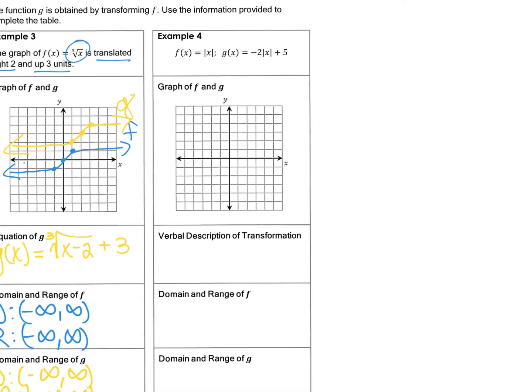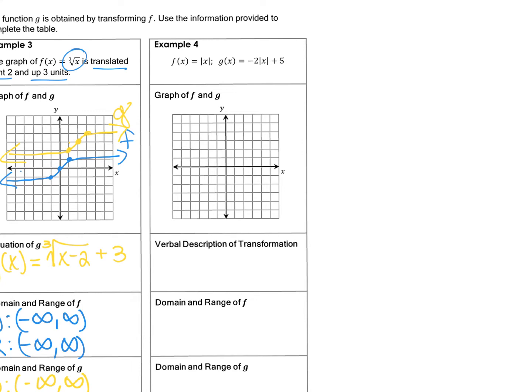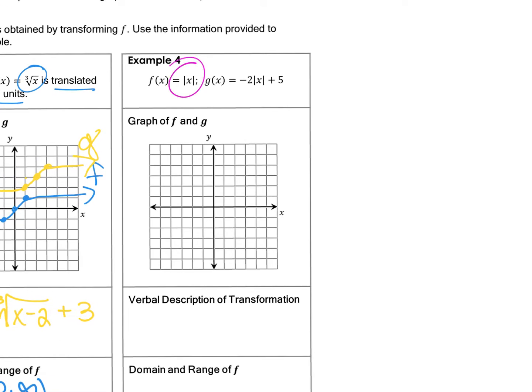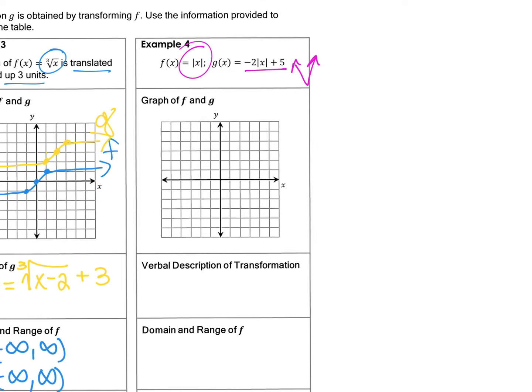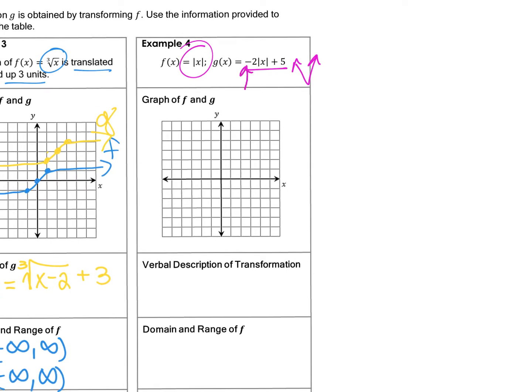Okay, example 4. We are given the parent function absolute value of x. So you need to know what it looks like. It's a V. Looking at it, this time it gives us the equation, so we need to come up with the transformations. Notice this negative in front will be a reflection over the x-axis. And then the x's are not changing because inside the absolute value there's nothing with the x. And then we have a +5, which will shift it up 5.